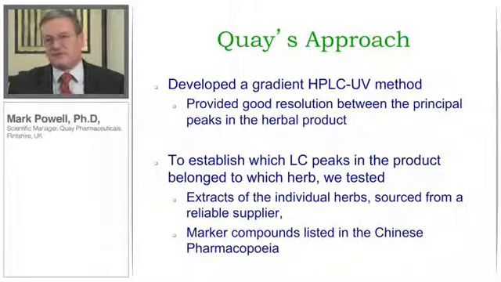And the next step then was to run extracts of the individual herbs, which we sourced from a reliable supplier in the UK. And then what we wanted to do was to map the principal peaks in the individual herbal chromatograms to the peaks in the herbal medicinal product, so that we could work out how much of each individual herb was present in the drug product. We also ran marker compounds that are listed in the Chinese Pharmacopoeia that we wanted to use to confirm the absence of the different herbs.